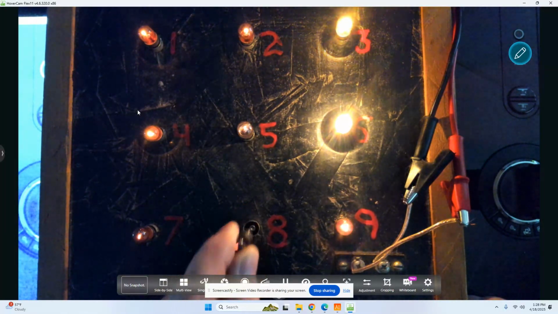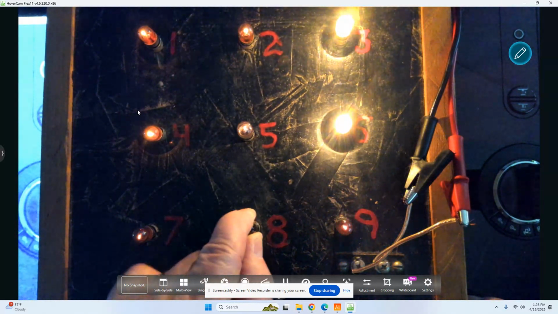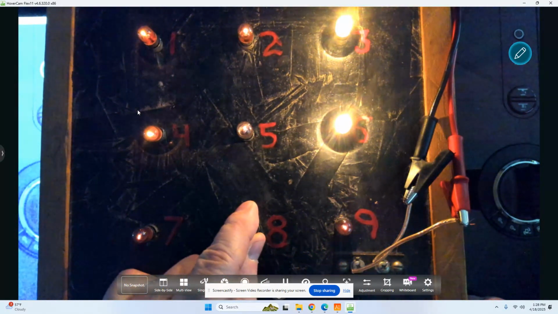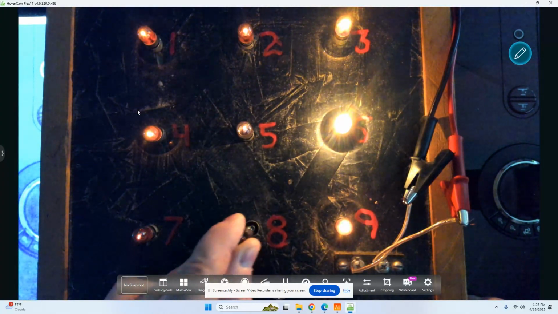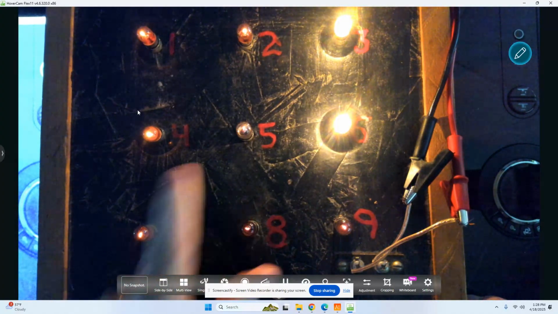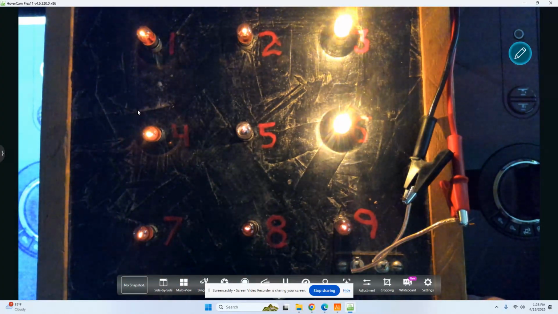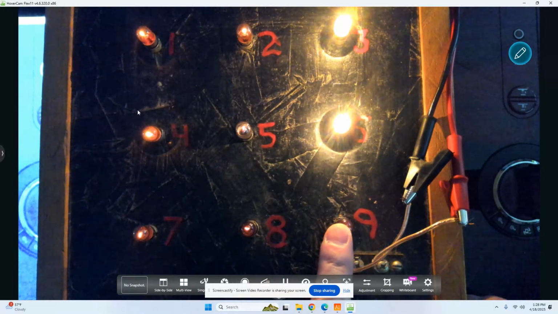So I pull out number 8, and what I notice is that 9 gets brighter and 3 gets dimmer. Okay, so they're in a parallel. Well, how are they wired? That's really the question. Clearly, 8, 9, and 3 are connected together in some way. What do you want me to test next? We pulled out 8, and we noticed that made 9 brighter and 3 dimmer.